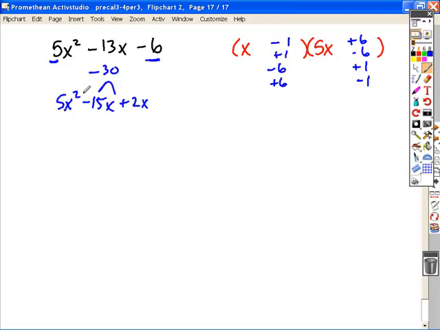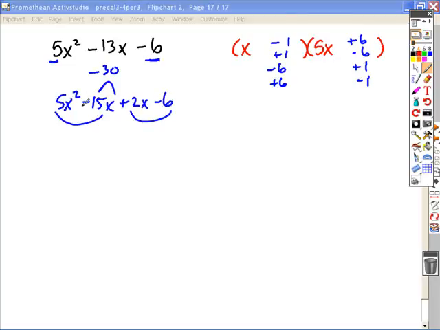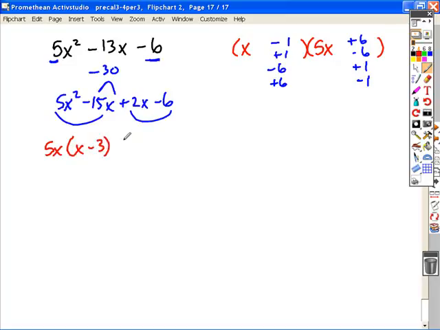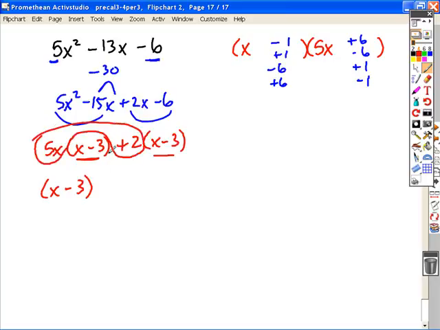Okay, so what if we rewrite this middle term as negative 15x plus 2x, drop the first term down, drop the last term down, and factor by grouping? If we factor by grouping, what common factor can we remove from the first pair? 5x, and that leaves an x minus 3. Now from the second pair, what can we remove? 2, and that leaves an x minus 3. So it's going to work for us. We take out our common factor of x minus 3. That leaves 5x plus 2. And there are the factors.